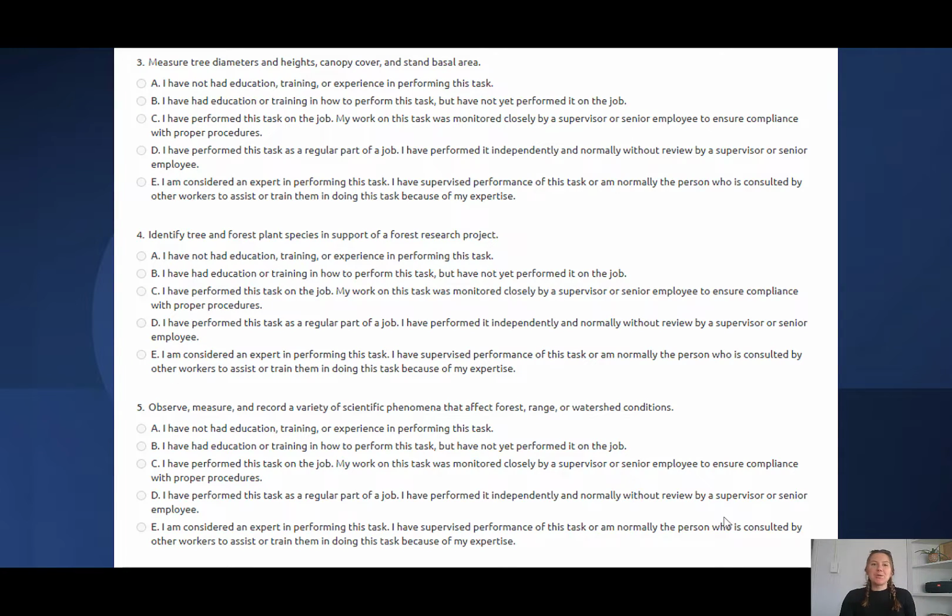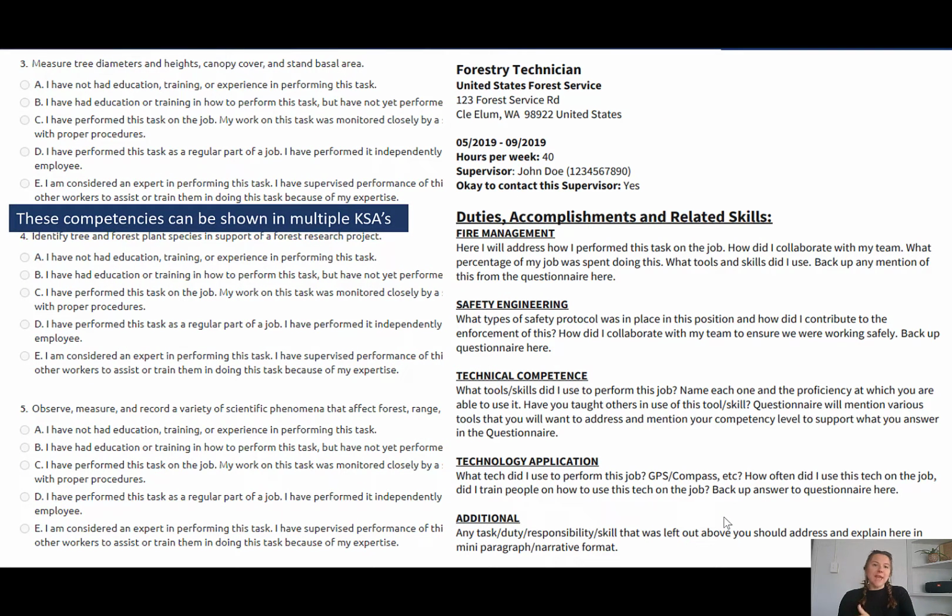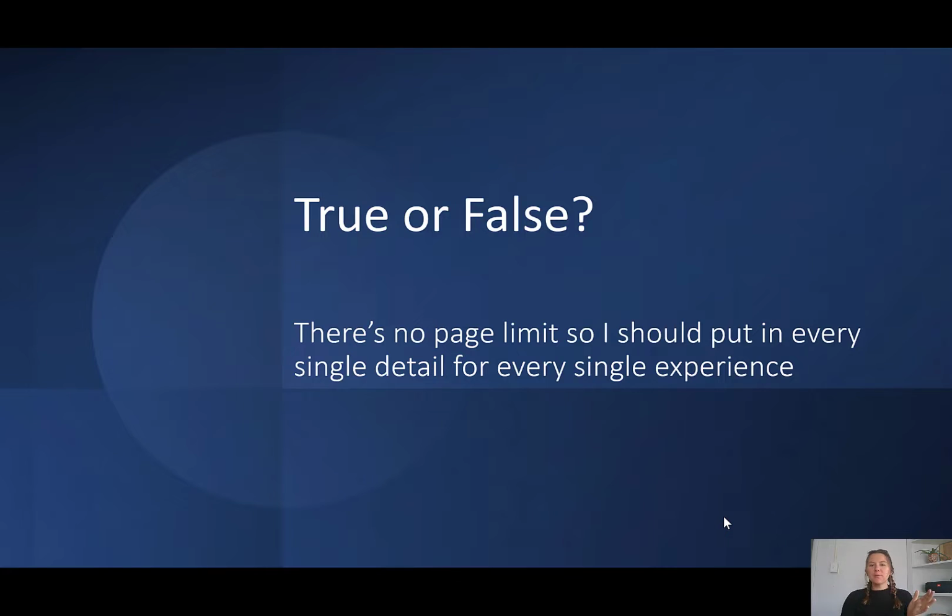If you select B and you've had just education in performing this task but have not yet performed it on the job, your transcripts will back that up, so you typically don't have to worry about that there. And then if the KSAs are explicitly listed on the job description, you can fit these underneath multiple KSAs. And so from there, you'll see I have a sentence at the end of each one of these descriptions in the KSAs. Back up any mention of the task from the questionnaire within the KSA. You can always put it in the additional section if it does not fall within one of the KSAs very clearly.